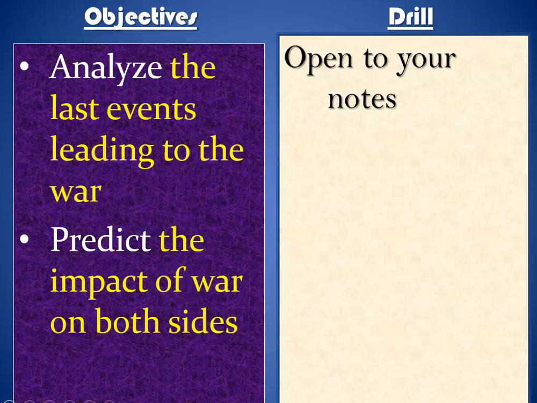This is the final video for Unit 5, Causes of the Civil War, and in this video you will analyze the last events leading to the war, and you will also predict the impact of war on both sides. So make sure and open to your notes section, take good notes, and as usual see me with any questions or if you need any clarification.